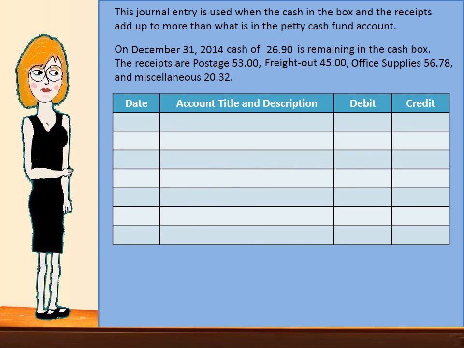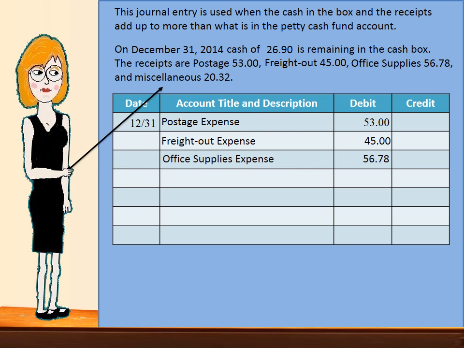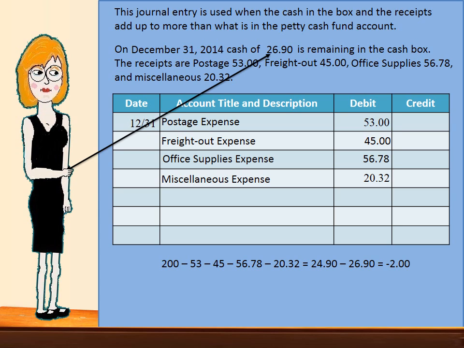Now, the journal entry is used when the cash in the box and the receipts add up to more than what is in the petty cash fund account. Again, the date, and we will do postage expense, and then we will do freight out. Remember to always list these as debits. Office supplies, because they are expenses, miscellaneous, and then subtract it. In this case, you get a negative amount because the amount in the box causes it to exceed. So you will have a $2 cash over.